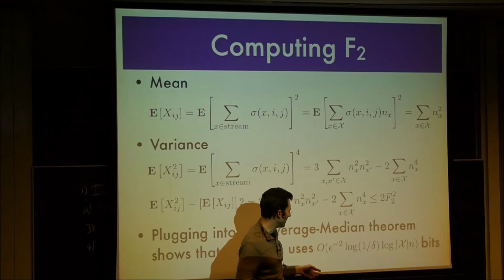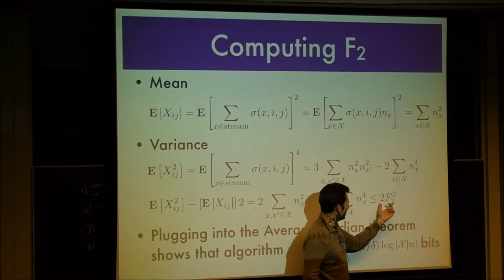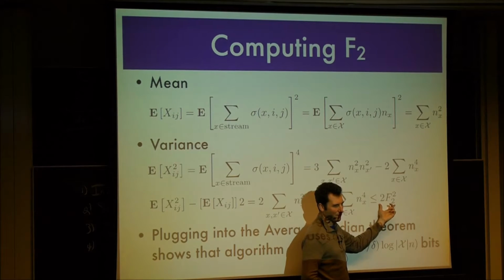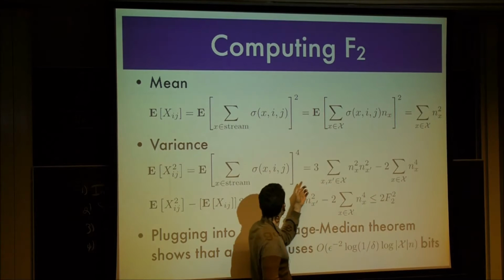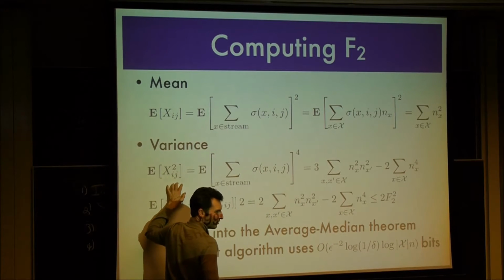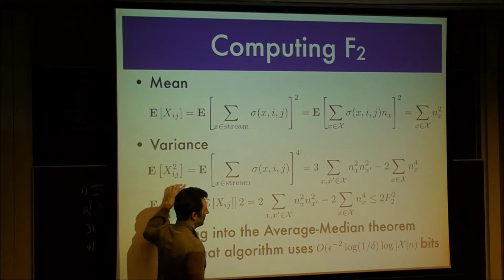You need that many bits because what basically happens is you need a number of estimators for this quantity here, for f2 squared. And so these are the various xij's that you compute. And then in the end, you average and you take the median.